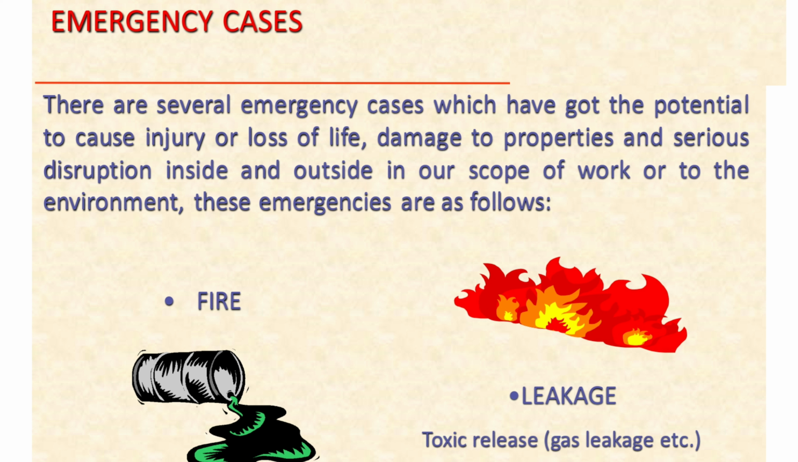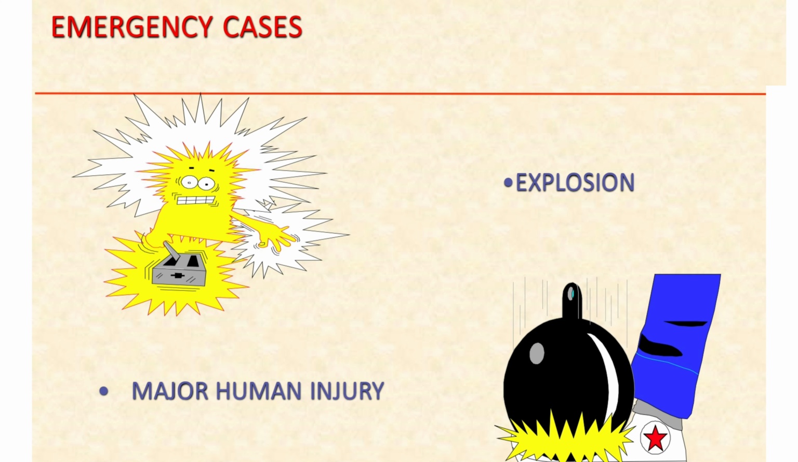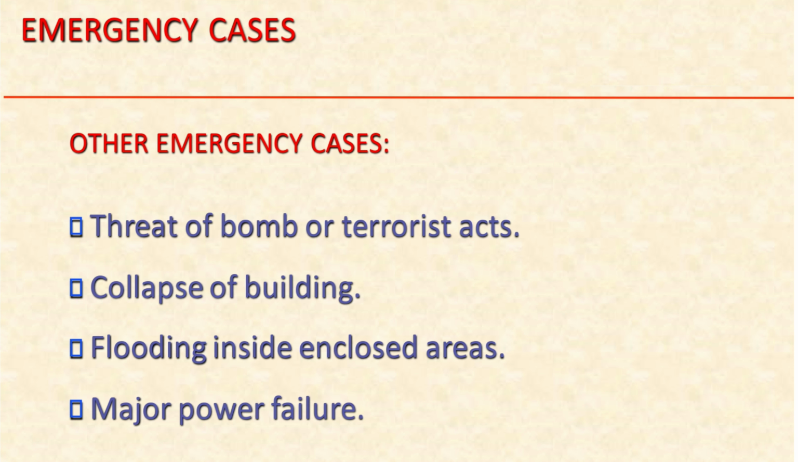Emergency cases. There are several emergency cases which have the potential to cause injury or loss of life, damage to properties, and serious disruption inside and outside our scope of work or to the environment. These emergencies are as follows: fire, leakage, toxic release, gas leakage, major human injury, explosion. Other emergency cases: threat of bomb or terrorist acts, collapse of building, flooding inside enclosed areas, major power failure.